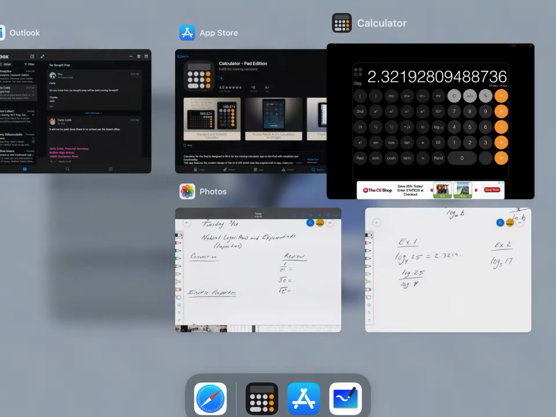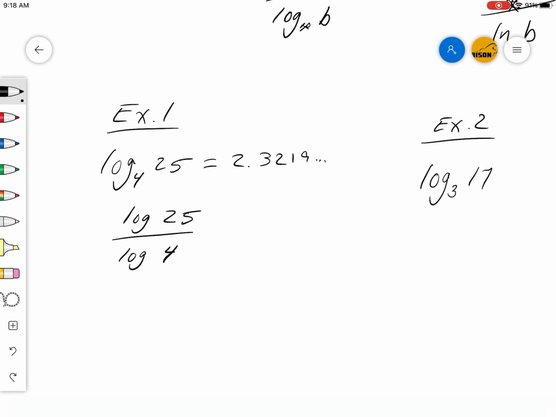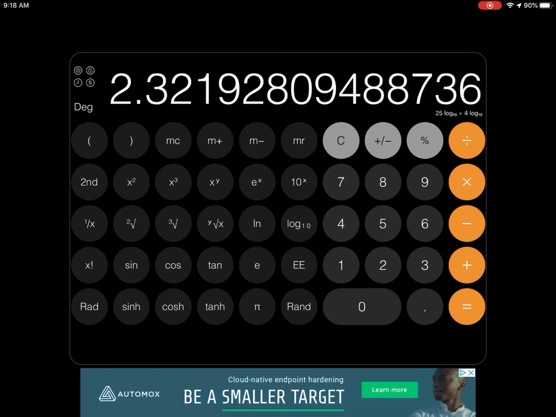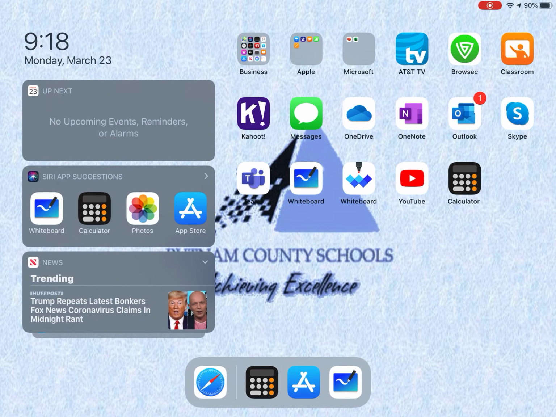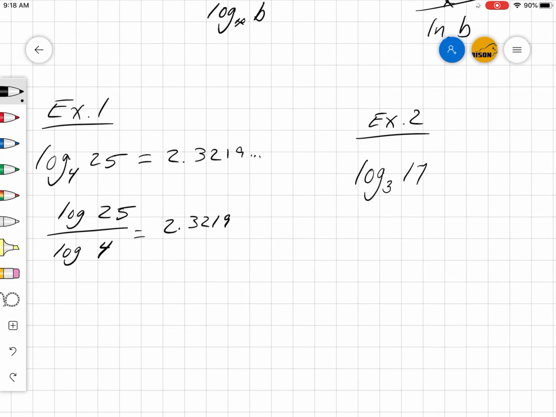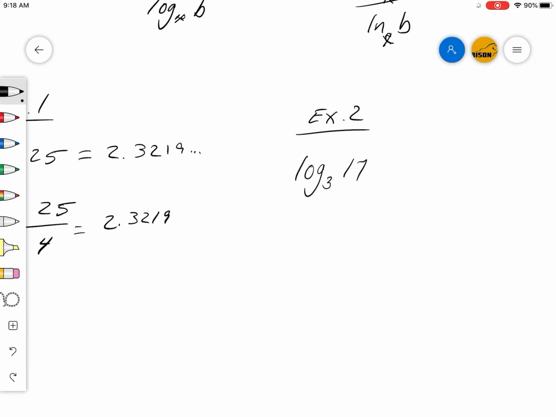So that number I told you we were looking for just a few minutes ago, 2.3219, that's what we came up with. So 2.3219. All right, so that is how we would come up with this. I'm going to go ahead and write it on here, 2.3219. Let's do the second one with natural log.